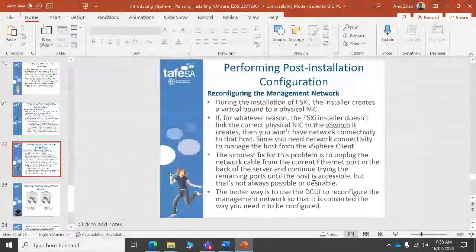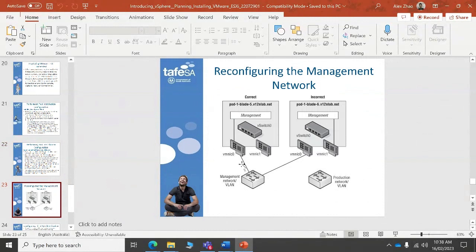Let's just have a quick look at, we're running behind in time, so let's, oh, we're nearly finished. We've got a couple more.